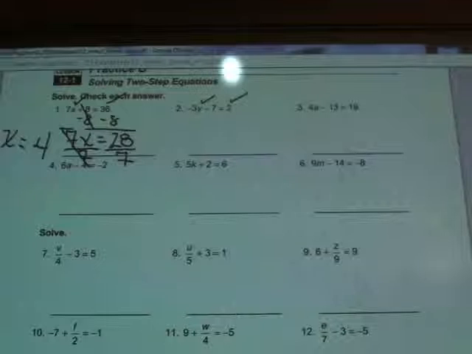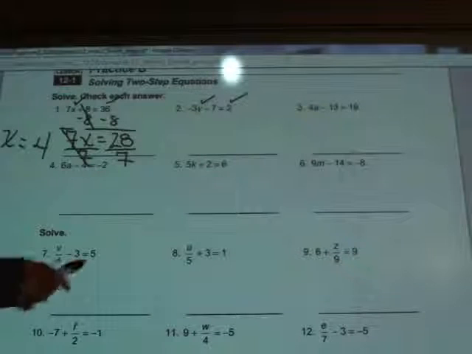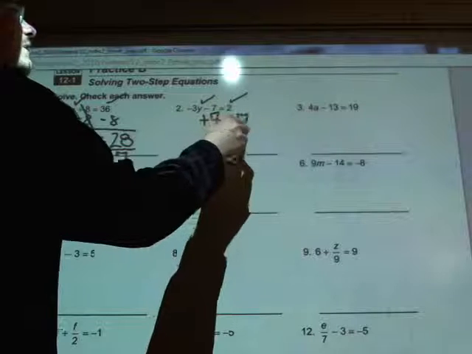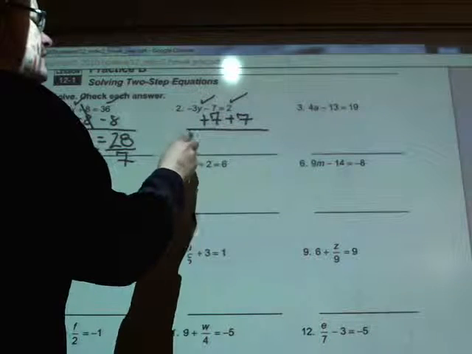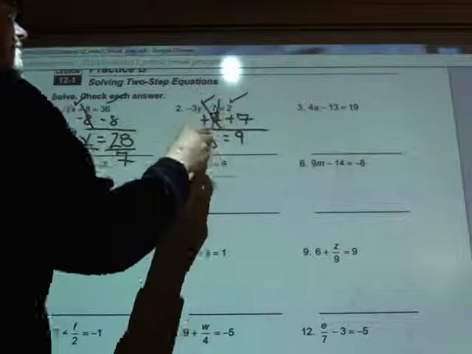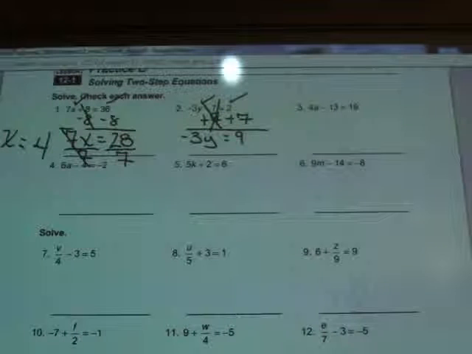7 is moving first, and again, the rule is opposite side, do the opposite. So since 7 has a subtraction sign in front of it, the opposite is going to be to add. So I'm going to add 7 to both sides of the equal sign. And that's going to give me negative 3y equals 9. The minus 7 plus 7 canceled out.